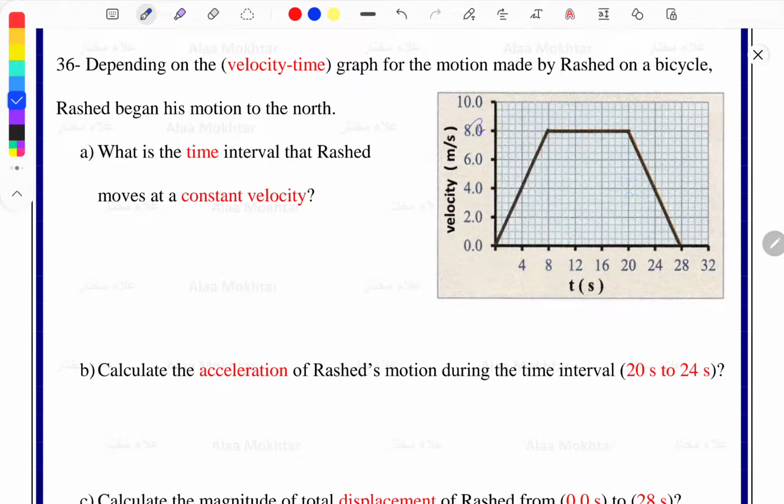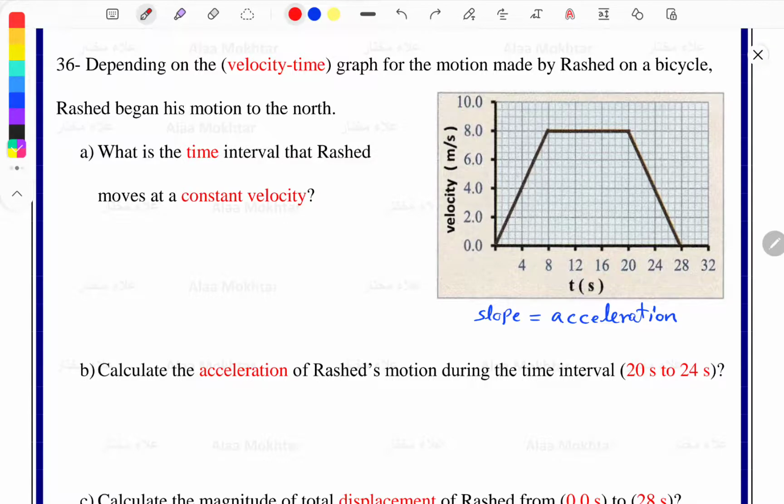Look at this figure. The slope equals what? The slope equals acceleration. Why acceleration? Because it's a velocity time graph. This is accelerated, acceleration is positive. This also is accelerated, acceleration is negative. But this line segment is not accelerated. Acceleration equals 0. If the acceleration equals 0, it means the object moves with what?